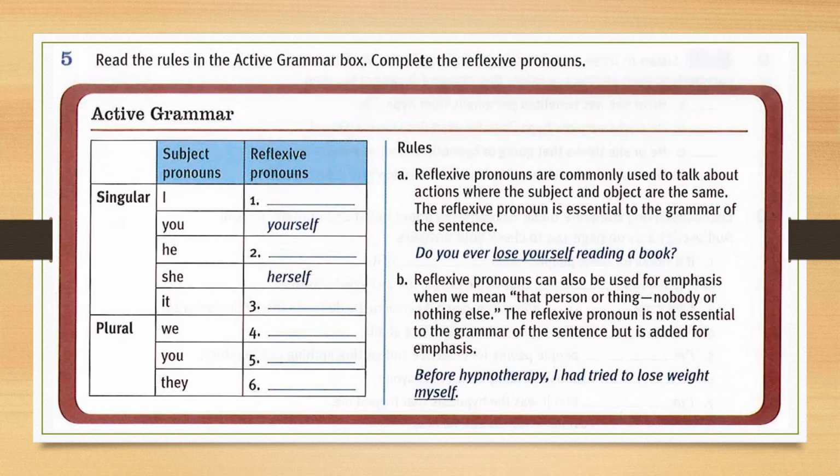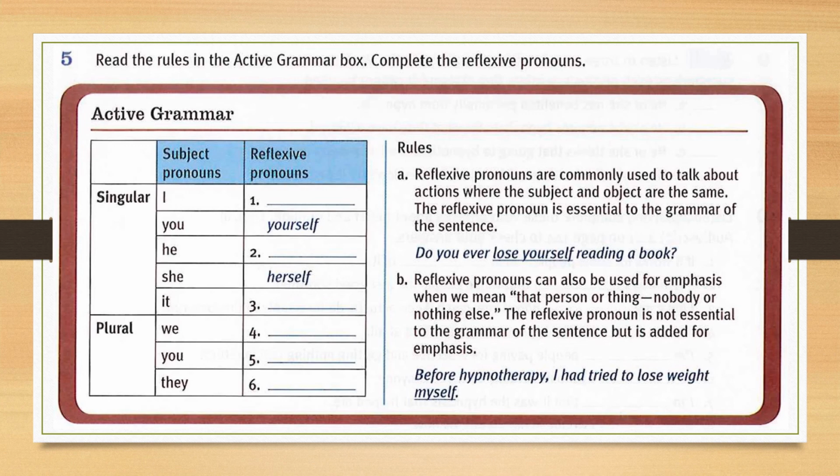Rule B. Reflexive pronouns can also be used for emphasis when we mean that person or thing, nobody or nothing else. The reflexive pronoun is not essential to the grammar of the sentence, but is added for emphasis.